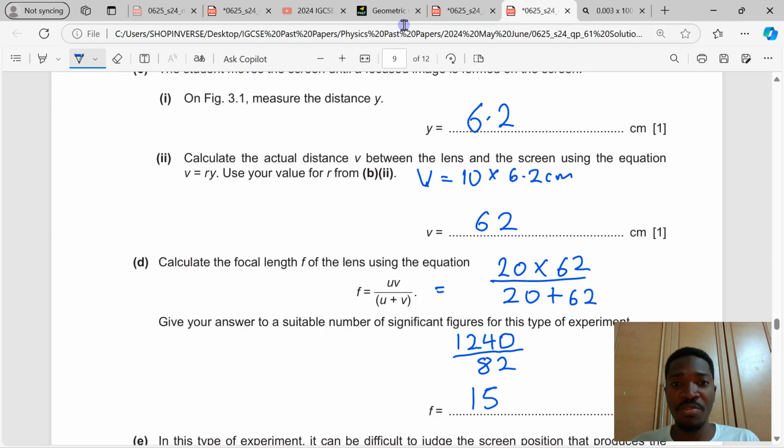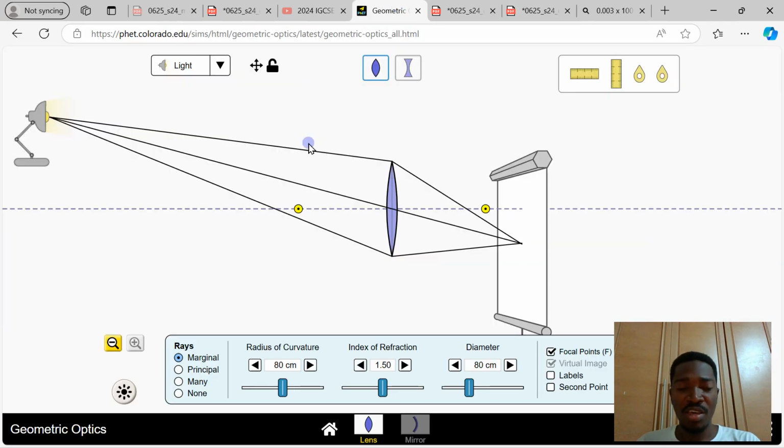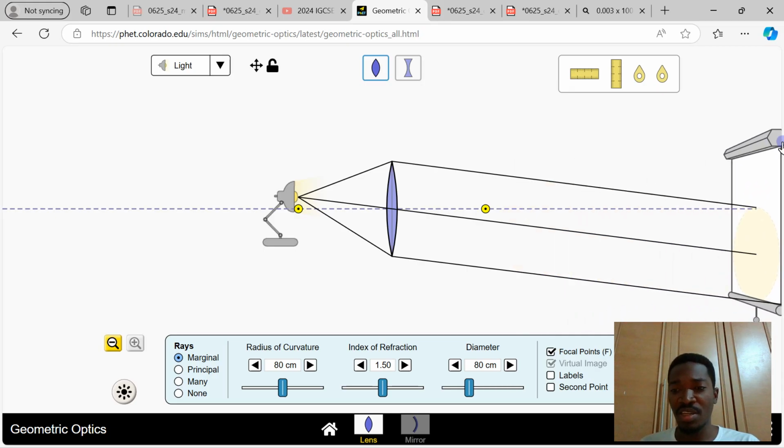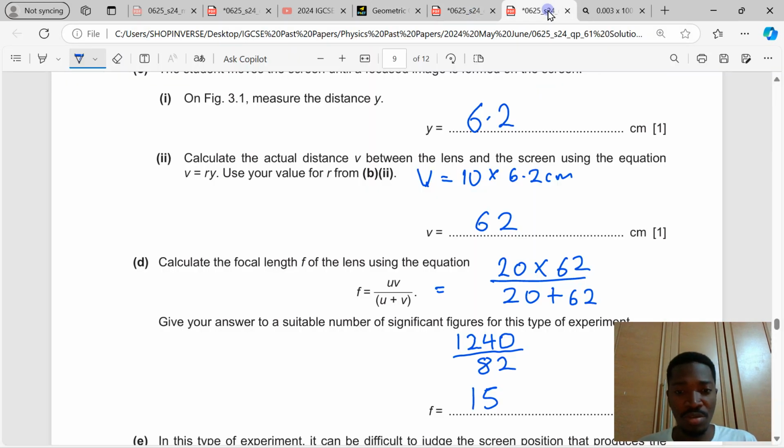So that means if you are performing this experiment in the laboratory, if the object is at a distance of 20 centimeters from the lens, then the image will be at a distance of 62 centimeters. That means I have to move this screen backwards more. So if the object distance is 20 centimeters, this distance here will be 62 centimeters before a sharp image can be formed. I believe that's clearly understood.